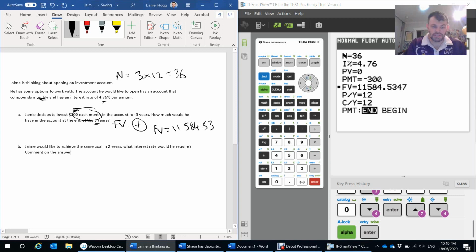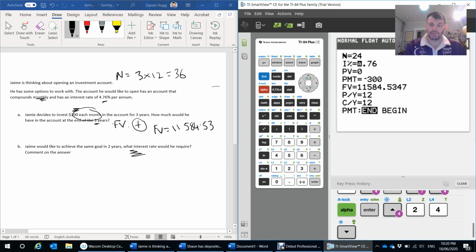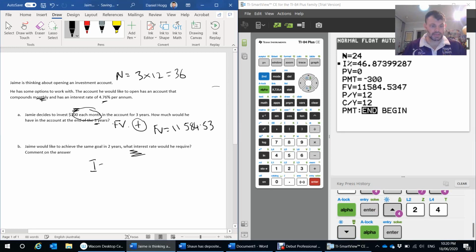Okay, so what interest rate does he want? So we need to look at here and say, well, the interest rate is the I value. So if we come back over to this function here, the only thing we need to change is the N. And instead of having 36, we now have 24. We want to find I, and we press alpha, enter.